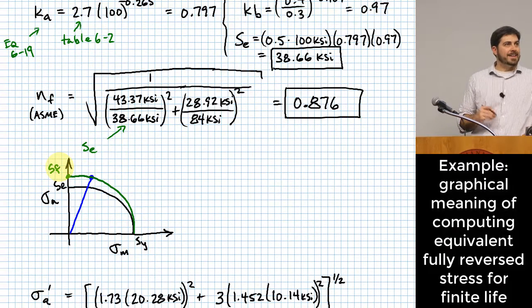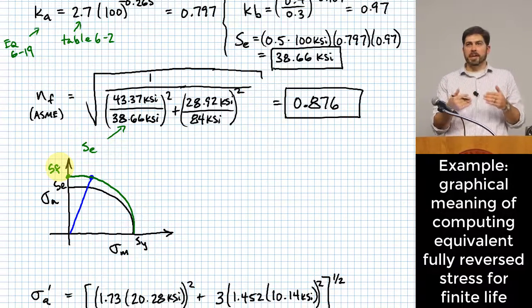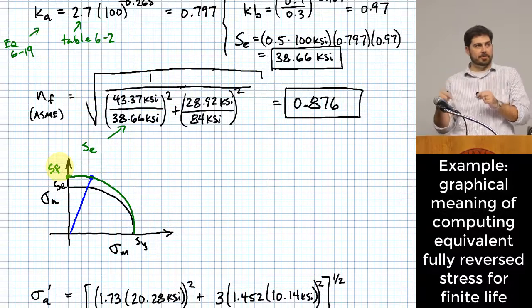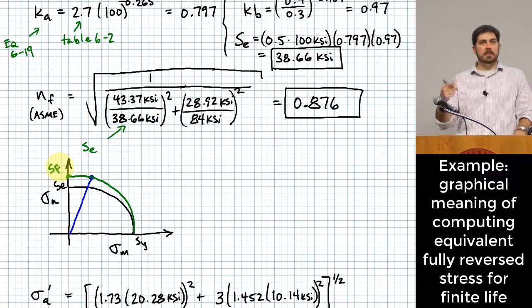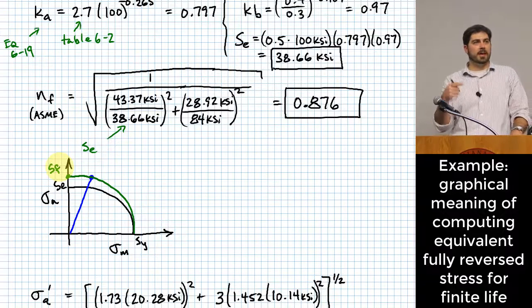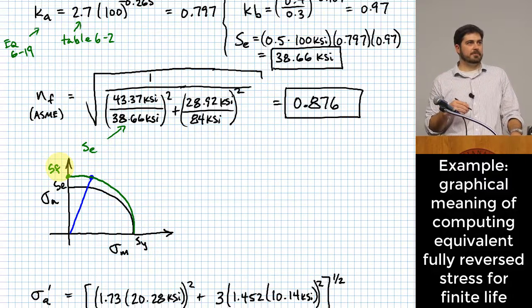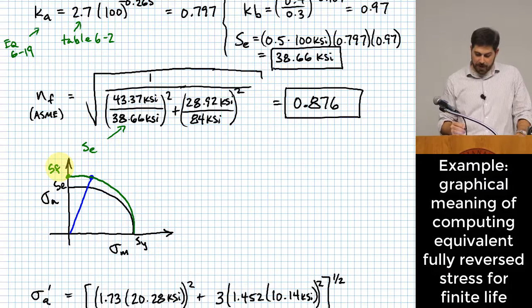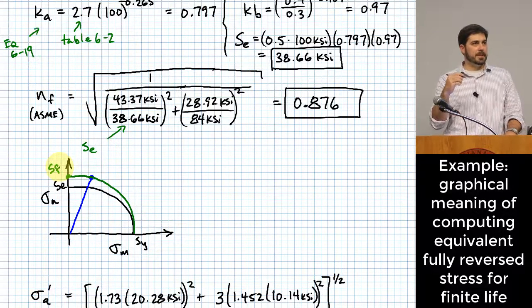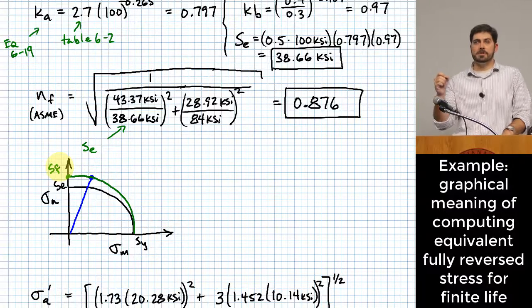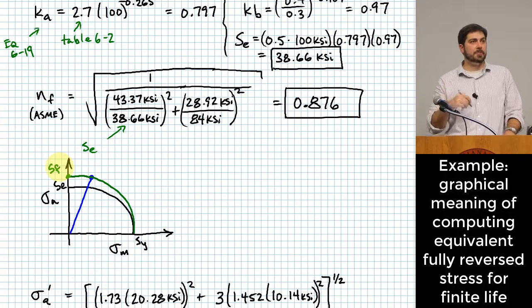Okay? S sub e is kind of like a special case of S sub f. S sub f is our fatigue strength. S sub e is the fatigue strength for a case where we have infinite life. Right? If we have a stress that's larger than that, then that probably is going to indicate that the life will no longer be infinite.